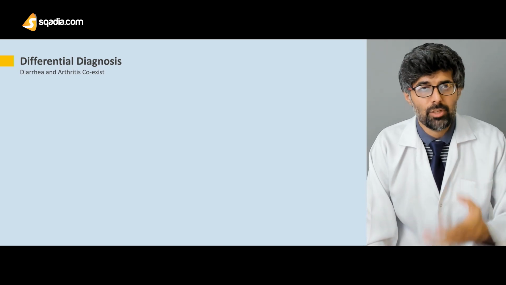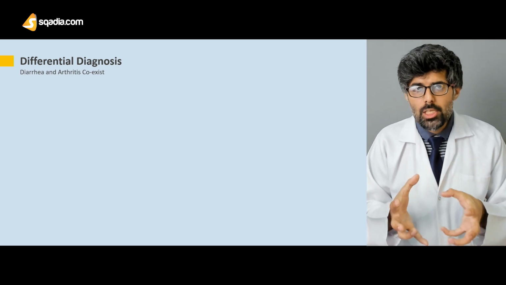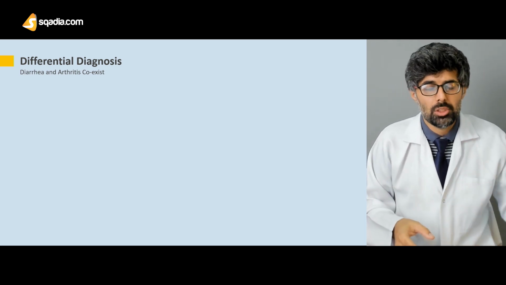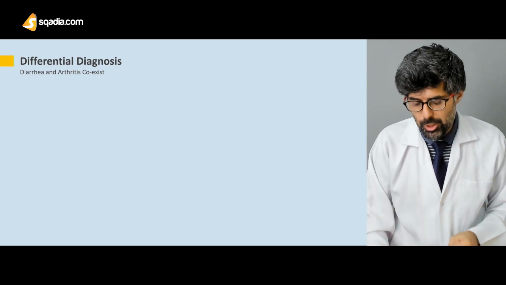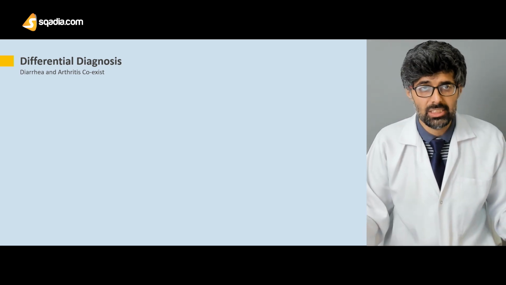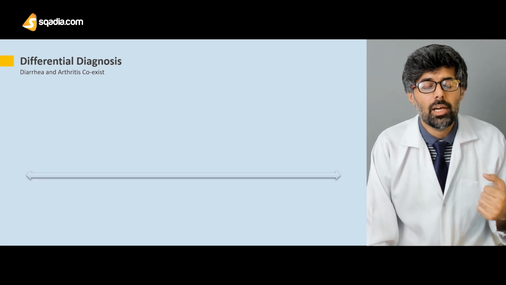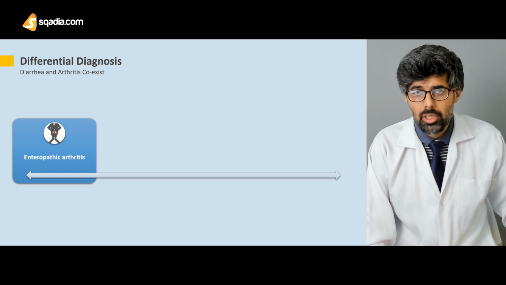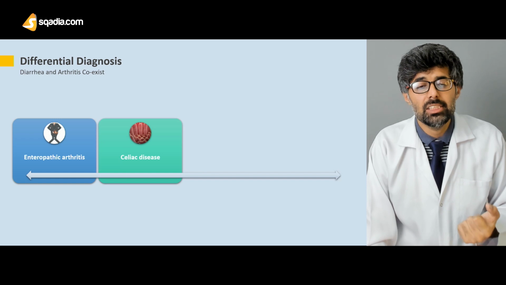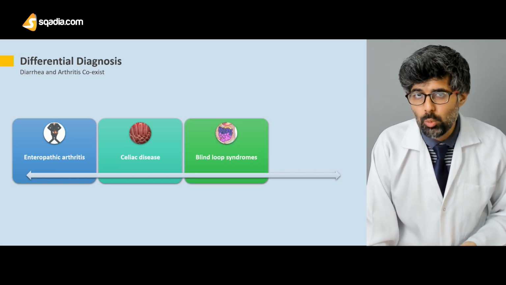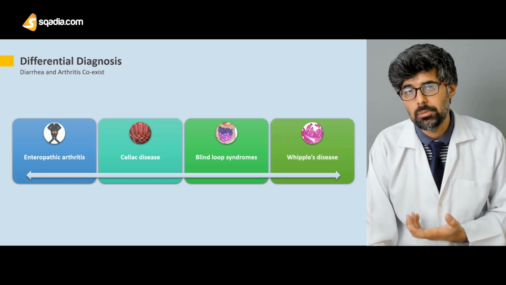Next, there is the differential diagnosis. Now, as for the differential diagnosis, we usually get symptomatology of both diarrhea and arthritis coexisting. We get a typical picture of a spectrum of different diseases from common to rare. On the common end, we have enteropathic arthritis or inflammatory bowel disease. We have celiac disease, we have blind loop syndromes, and on the rare end, we have Whipple's disease.